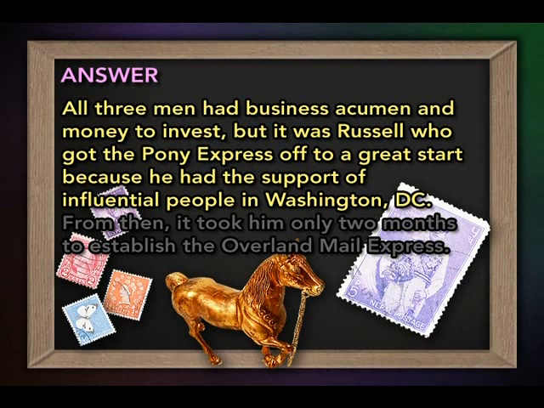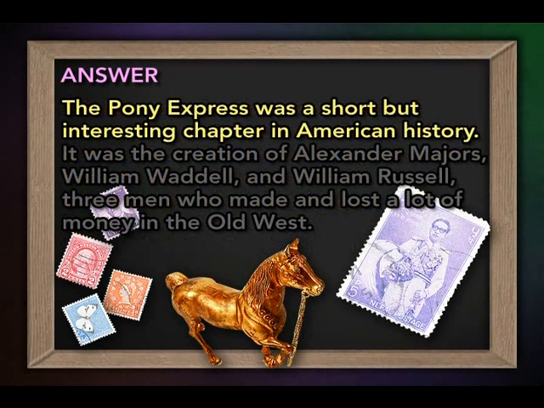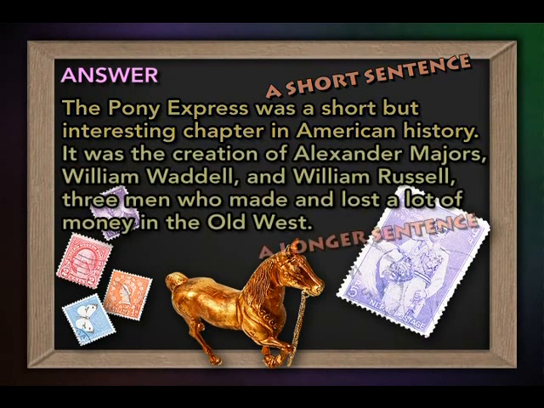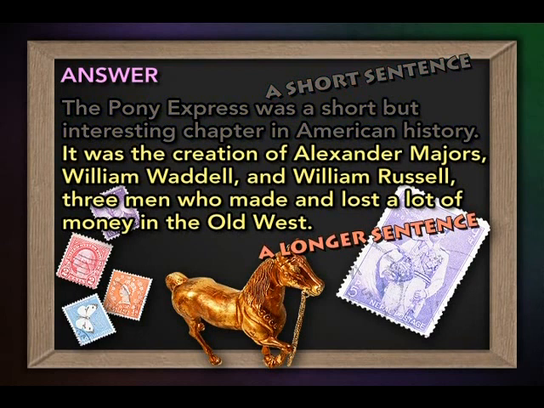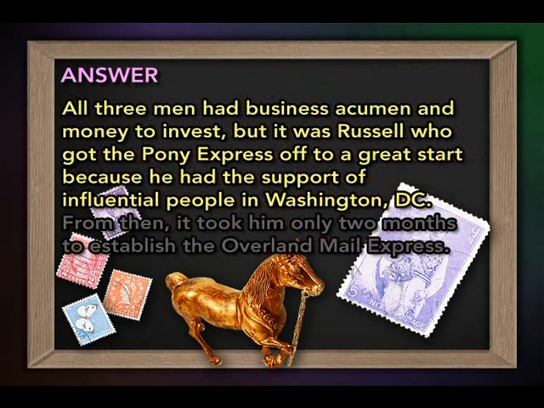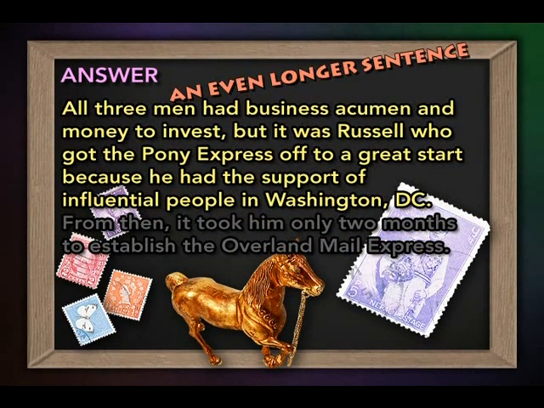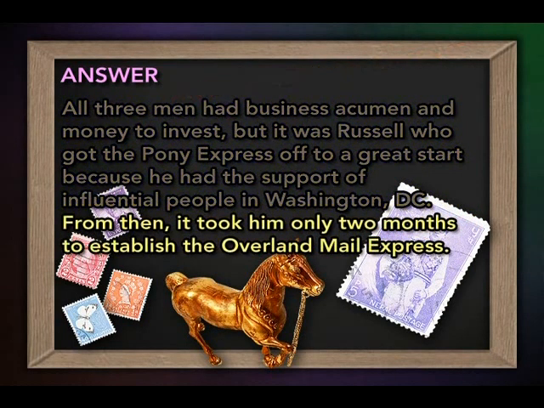So now what I've done is, the first sentence is short: The Pony Express was a short but interesting chapter in American history. The second sentence, It was the creation, is a little bit longer. Then I get to the third sentence. It's longer still. The last sentence goes back to my shorter format: From then, it took him only 2 months to establish the Overland Mail Express.